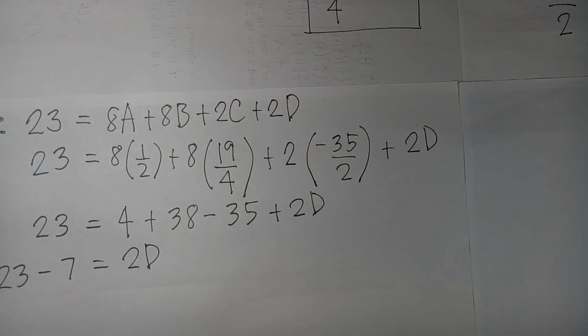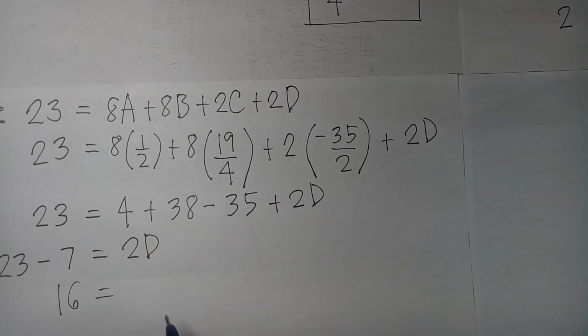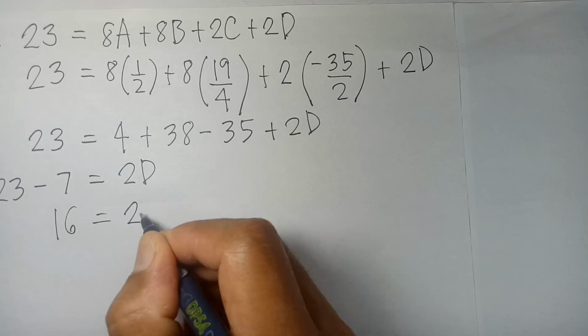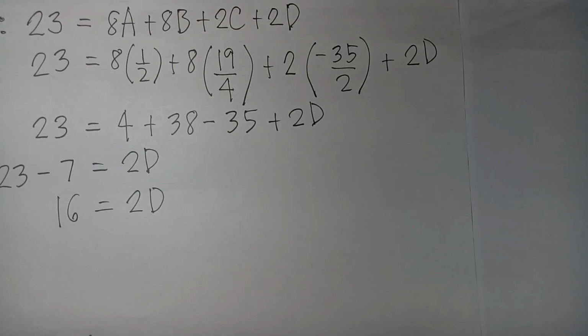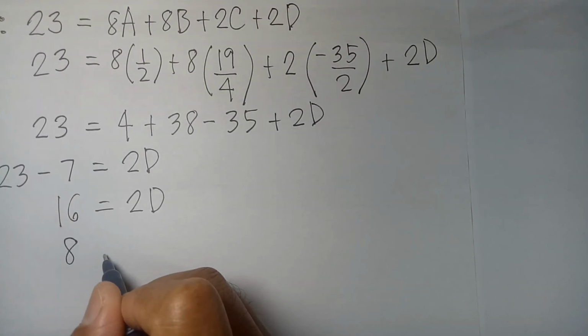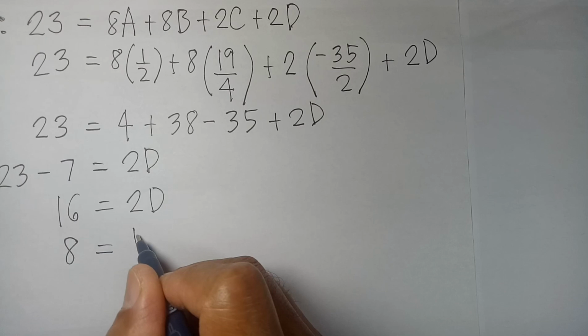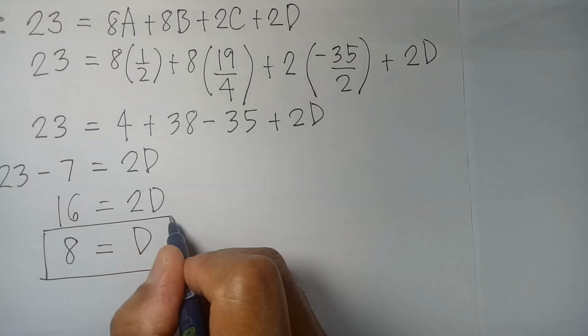So 23 minus 7 is 16. No? So 16 equals 2D. Therefore, D equals 16 divided by 2. And that's 8. Ano? So 8 equals D. Okay.